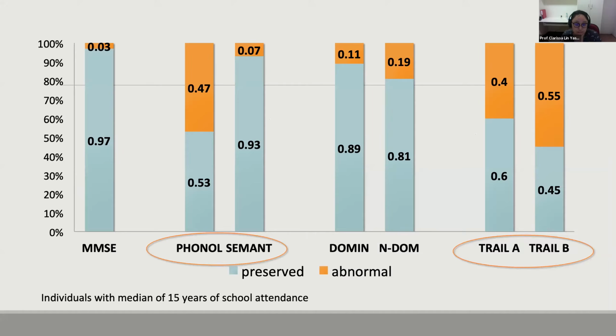In the cognitive data, we identified some problems, mainly in language and in some more complex tests that we used, the Trail A, Trail B. It's also very surprising for us because most of the individuals had at least 15 years of school attendance. So we were not expecting so many problems for these people.